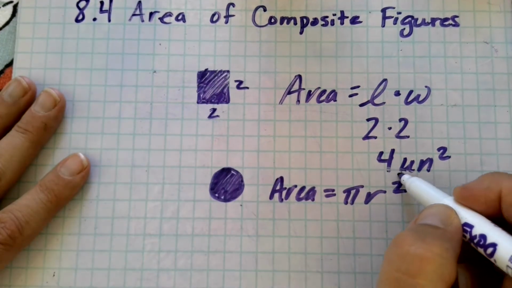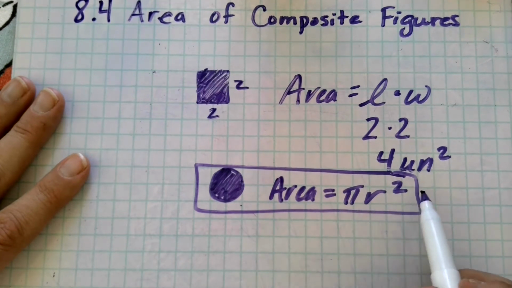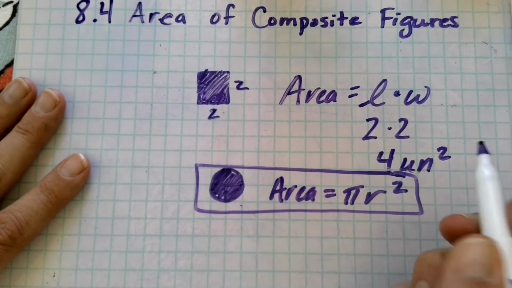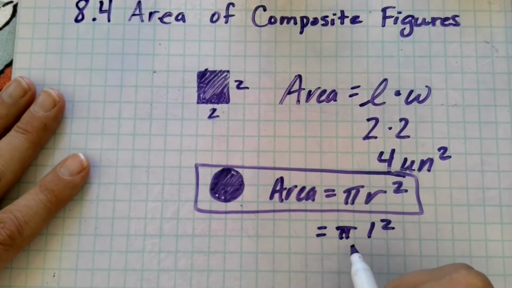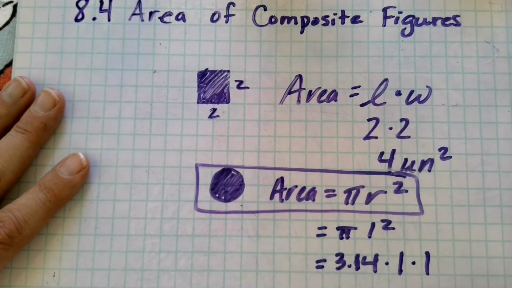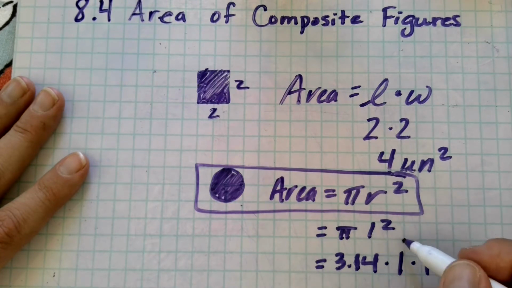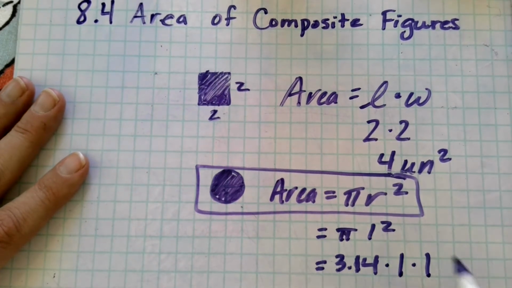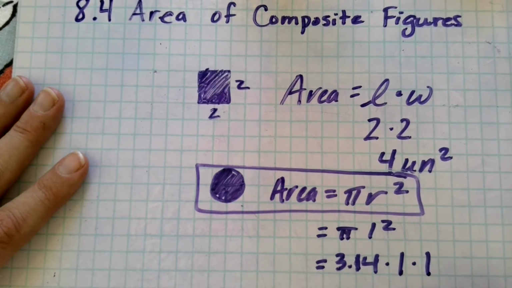And another quick review when we are talking about circles, the area of a circle is pi r squared. So here the radius would be 1, so it would be pi times 1 squared. And remember, we're really just using 3.14 in place of pi, and 1 squared is the same as saying 1 times 1, right? That's what that squared means. It's 1 times itself. So 1 times 1 is just 1, so our total area is 3.14, and we're going to say units squared.